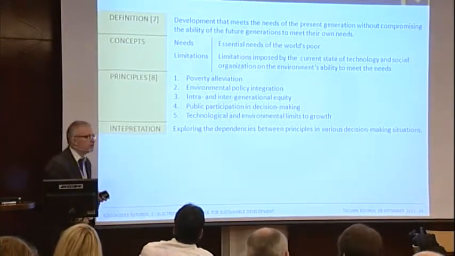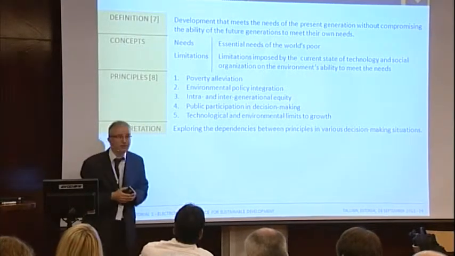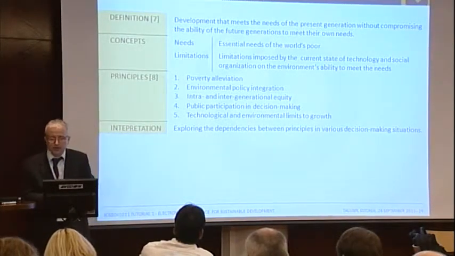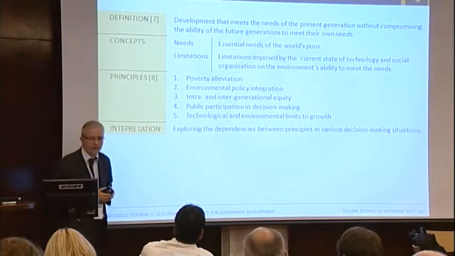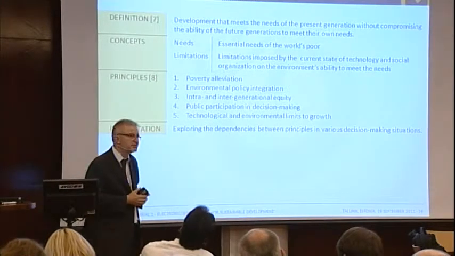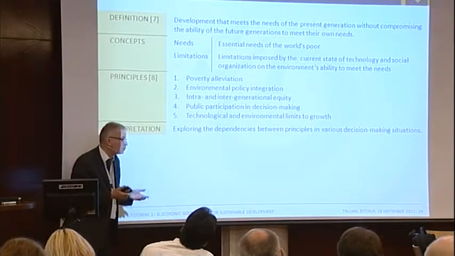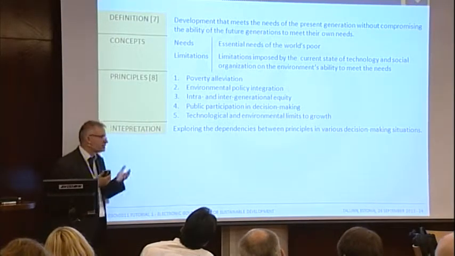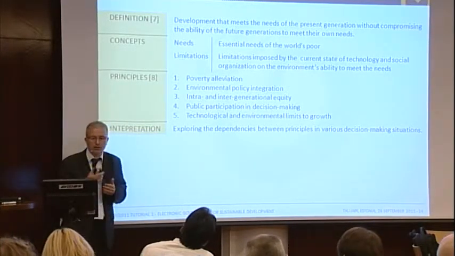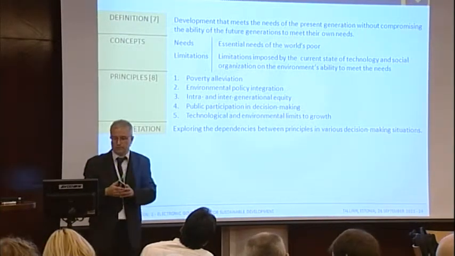So the famous Brundtland report defines sustainable development as development that meets the needs of the present generation without compromising the ability of future generations to meet their own needs. So this definition puts forward two essential concepts: needs, which are the essential needs of the world's poor, and limitations. So these are limitations imposed by the current state of technology and social organization on the environment's ability to meet our needs, now and in the future.